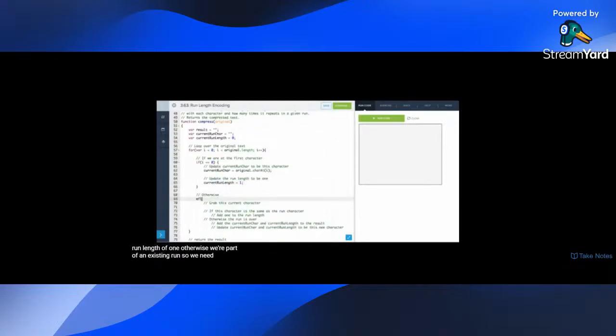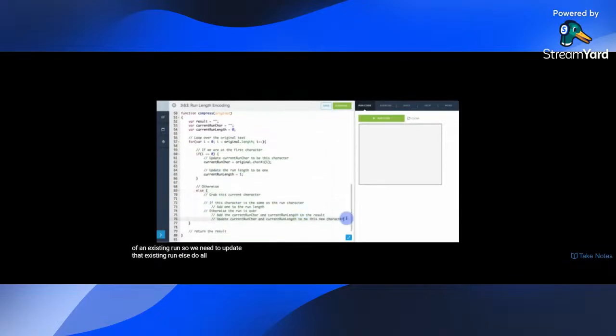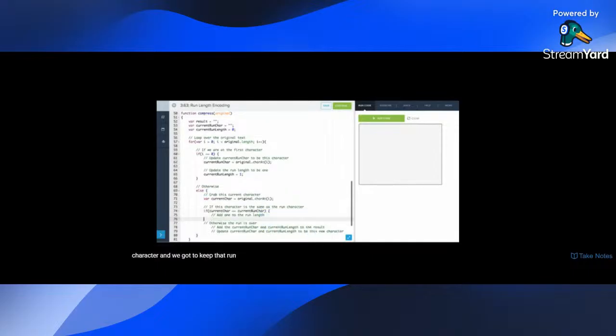Otherwise, we're part of an existing run, so we need to update that existing run. Else, do all this. Grab the current character: var current character is equal to original.charAt(i). If it's equal to the run character, then we need to continue on this run. If current character is the same as the current run character, then we gotta keep that run going. Add on to the run length.